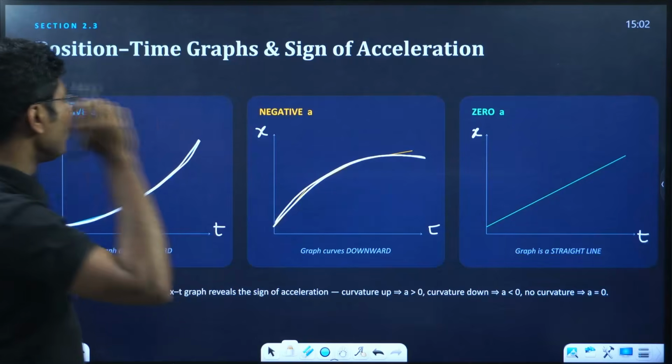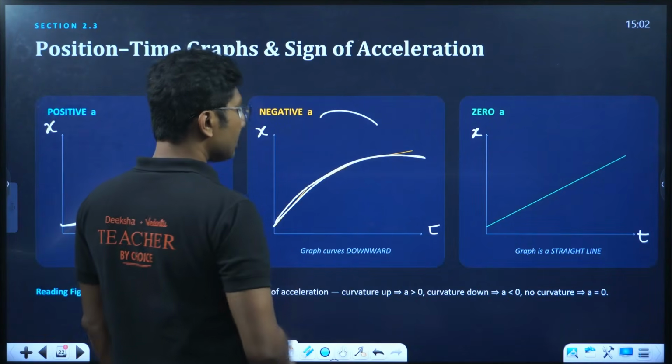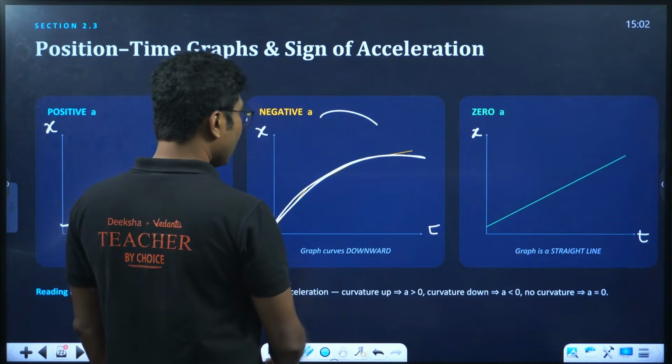Now in some books the graph is shown like this. This is not a negative acceleration, this is nothing at all.